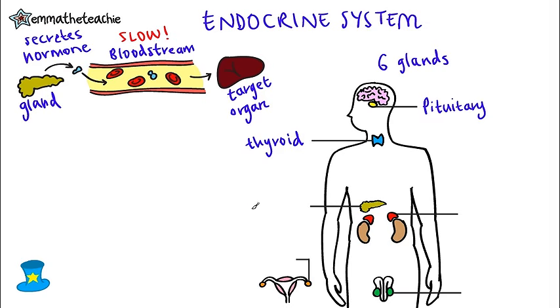Then we've got the thyroid gland. This is the pancreas. These are the adrenal glands. And in males, we've got the testes. And in females, we've got the ovaries.